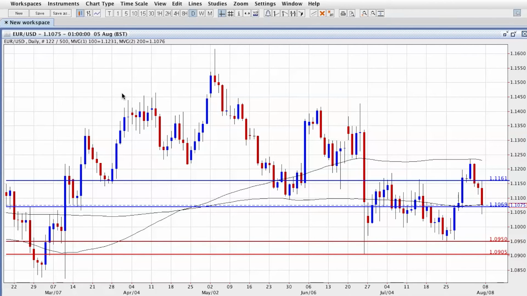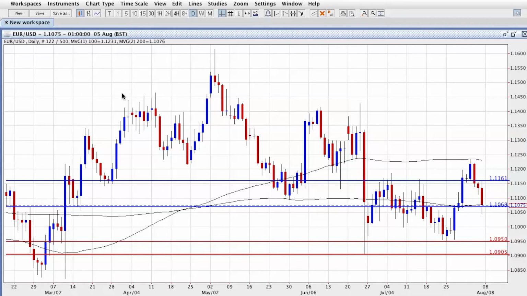Today I'll be looking at the euro against the US dollar. I'll be discussing the recent fundamental developments in this currency pair. I'll also be trying to identify some key technical levels as we move into another all-important trading week for the euro.